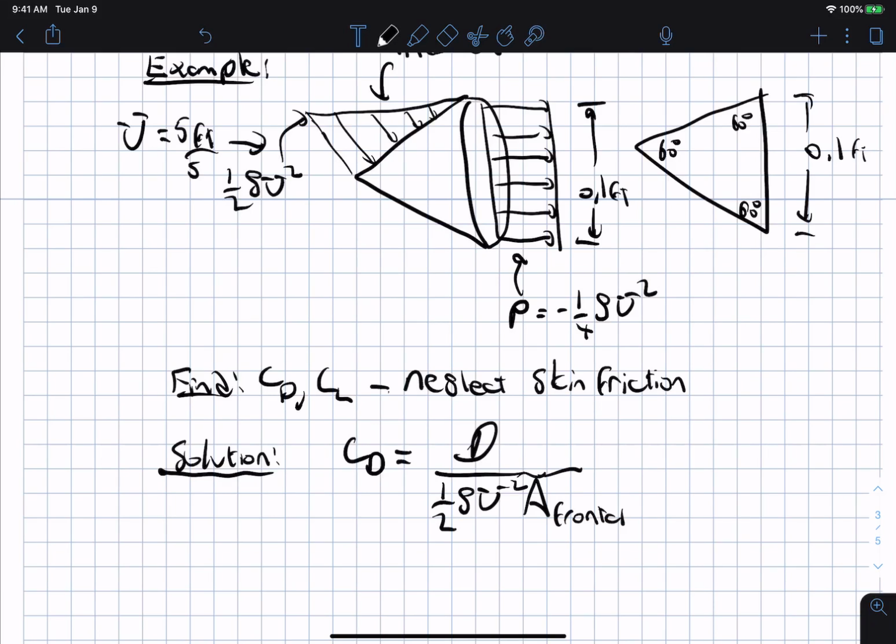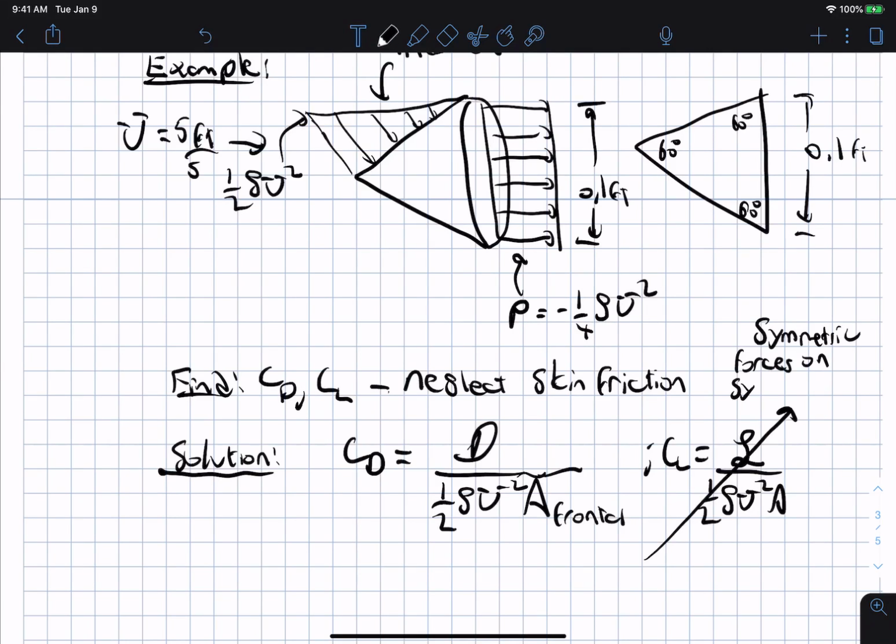Okay, and then the lift coefficient equals the lift force over 1/2 rho u squared A, and again that would be the frontal area. But now, because this is a cone and the pressure distribution we're assuming is axisymmetric, it's perfectly symmetric, we have a symmetric force distribution in the y direction, so there are no lift forces. So symmetric forces on a symmetric object.